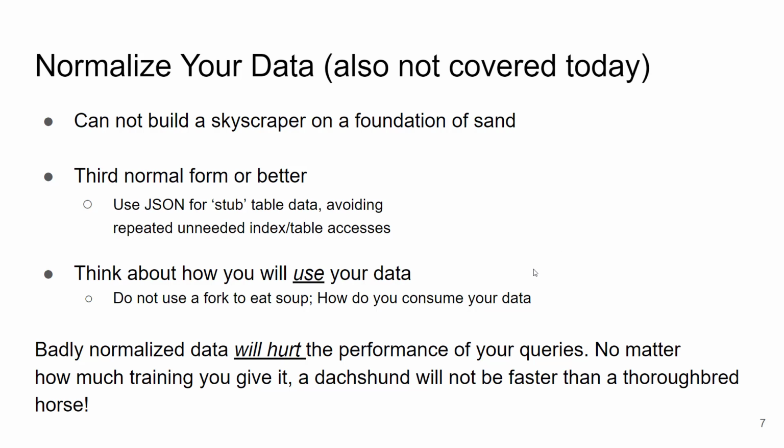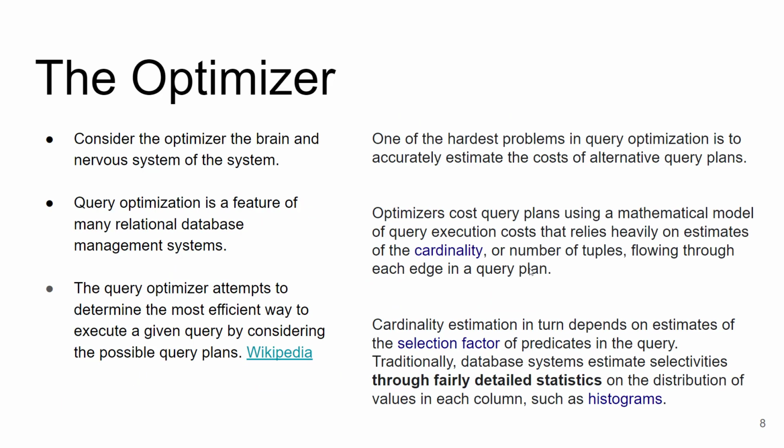I've been doing databases for over 30 years now, and no matter how much training you give a dachshund, it's not going to run a thoroughbred horse over a mile racetrack. If you have a badly designed system, it's inherent in the system and it won't get better. Okay, the big thing we have to consider today is the optimizer.